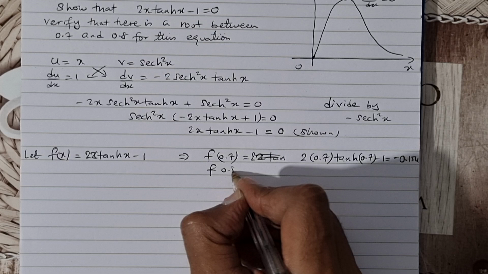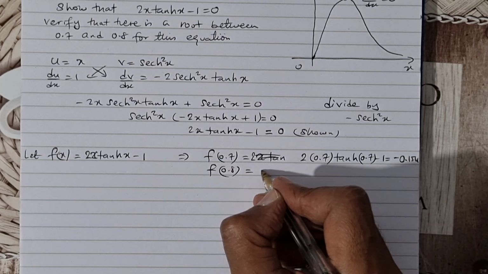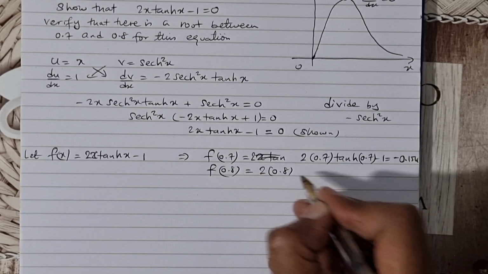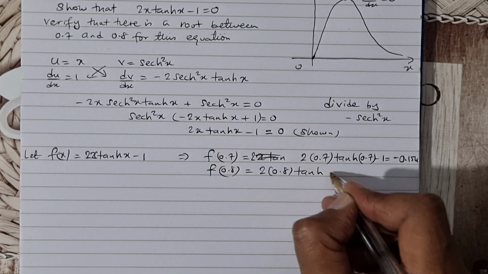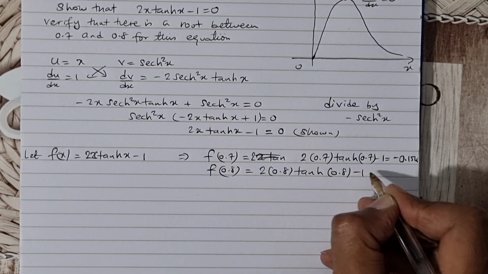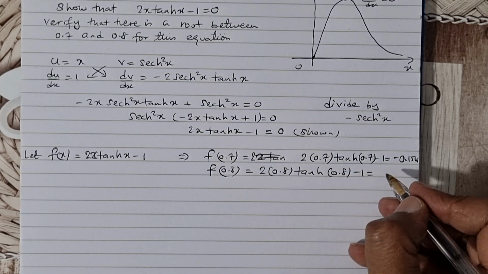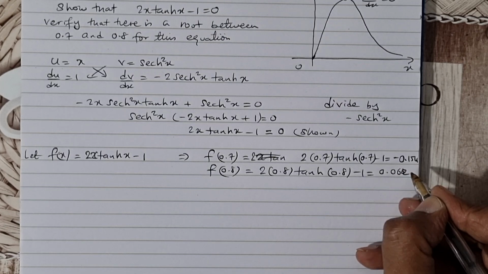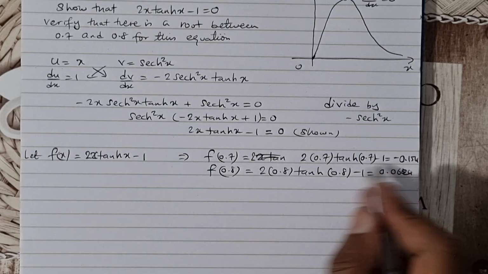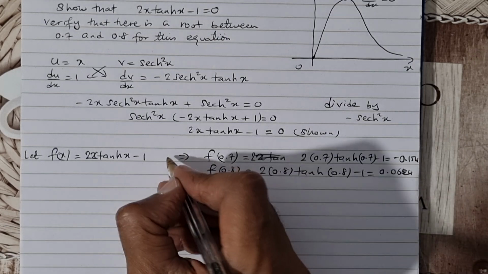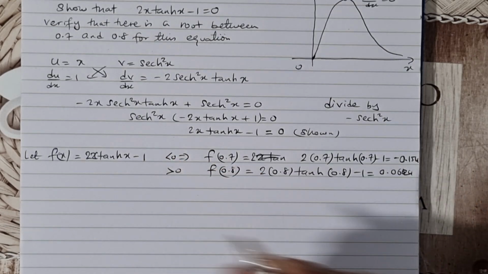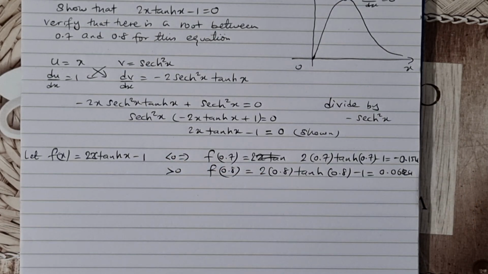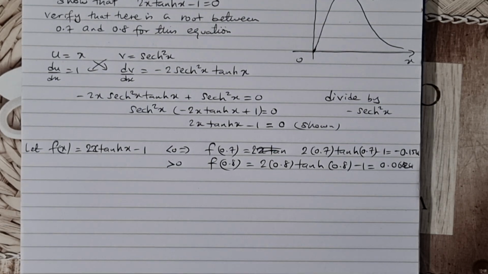For f(0.8), we get 2 times 0.8 into tanh of 0.8, and if you do this in the calculator, you should get 0.245. So we have a change of sign. This one is less than 0, this one is greater than 0. The change of sign indicates the presence of a root between these intervals.